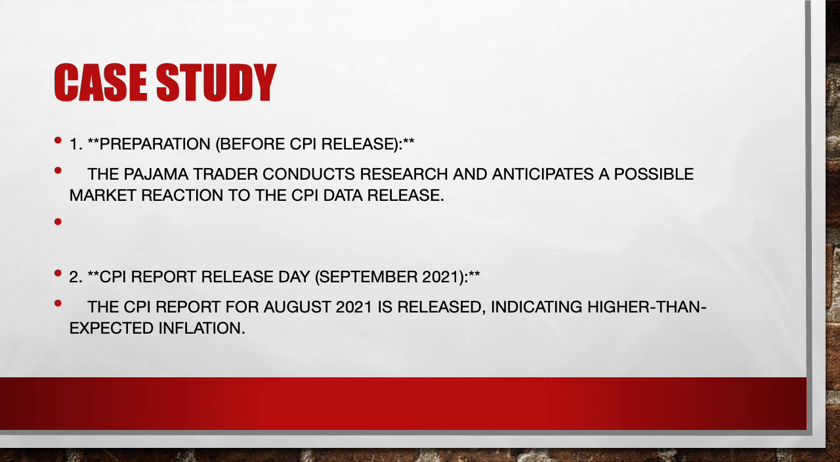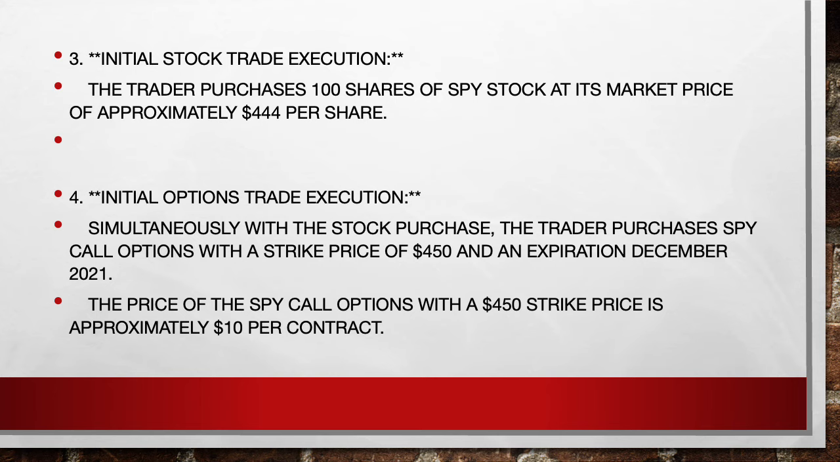Initial stock trade execution. The trader purchases 100 shares of the SPY at its market price of approximately $444 per share. The initial options trade to go along with the stock trade. Simultaneously, with the stock purchase, the trader purchases SPY call options with the strike price of $450 and the expiration of December 2021. The price of the SPY call options with the $450 strike is approximately $10 per contract.